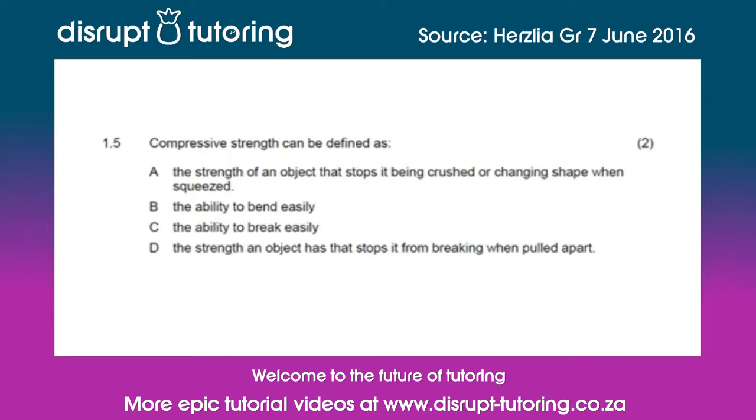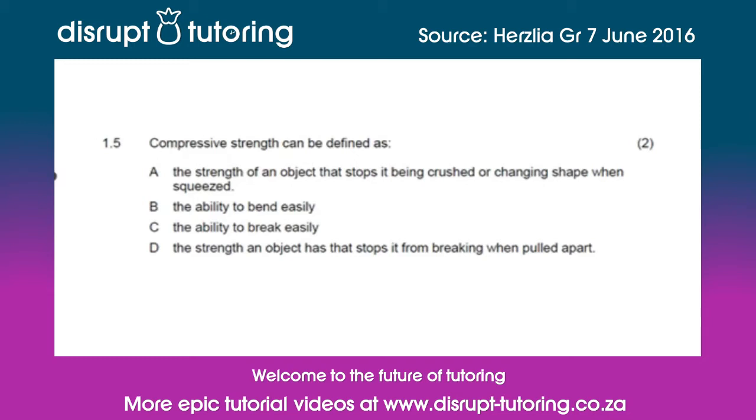I'm going to be answering this question here, and it reads, compressive strength can be defined as what? And the options given are A, the strength of an object that stops it being crushed or changing shape when squeezed. B, the ability to bend easily. C, the ability to break easily. And D, the strength an object has that stops it from breaking when pulled apart.